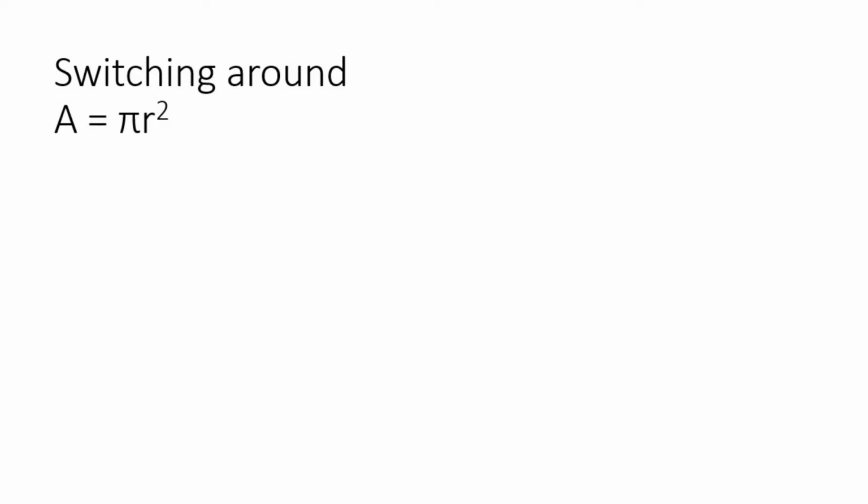Okay, so we know that the A stands for area. Pi is actually just a number. You might have heard your teacher say 3.14, and then it has a whole bunch of more decimals, but pi is actually just a number. And then R stands for radius.